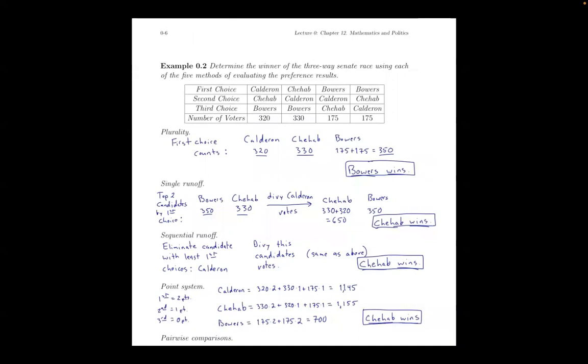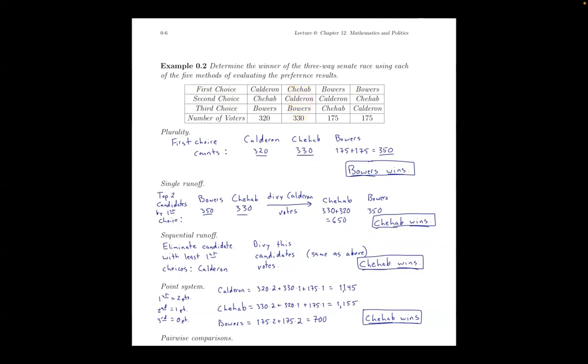So this is our same table that we dealt with initially. And what we've got is 5 different methods that we want to use to determine the winner of this 3-way Senate race. And these are the results of our elections, right? This is the rankings. This is the first, second, third choice ranking, and 320 people ranked the candidates in this manner, right? Just to reiterate what was happening there. 330 voters ranked the candidates in this order: Shahab, Calderon, Bowers, and so on.